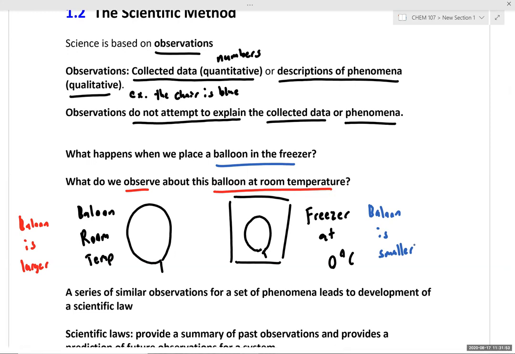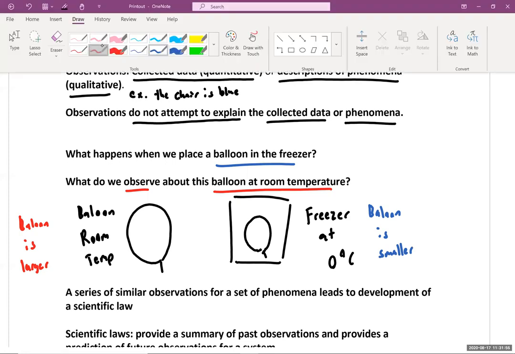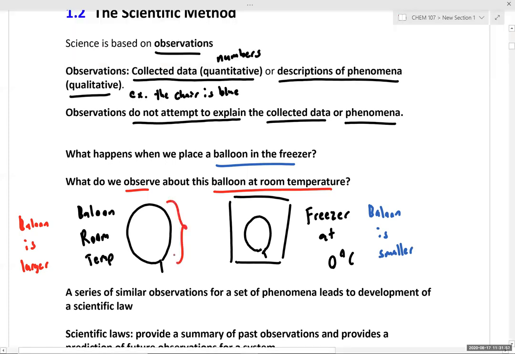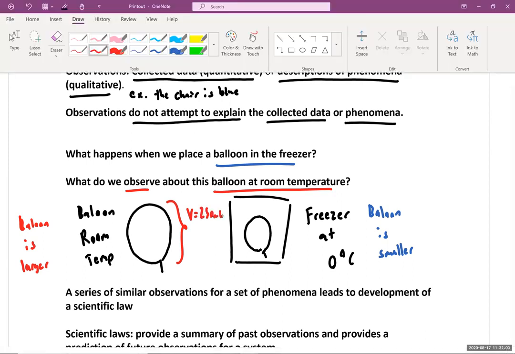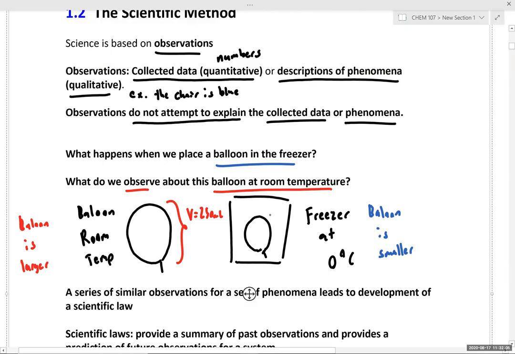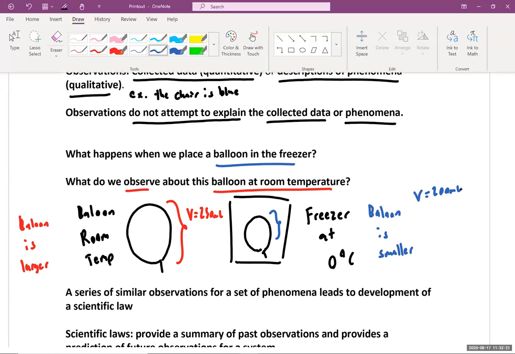If we wanted to take some quantitative observations, we can measure the volume of this balloon and say the volume is 250 milliliters. Don't worry about that for now. We can also take another quantitative measurement and say that the volume in the freezer is 200 milliliters. So we can either take a qualitative measurement or a quantitative observation.